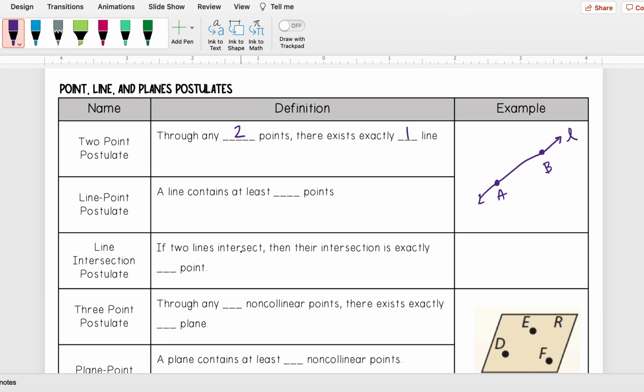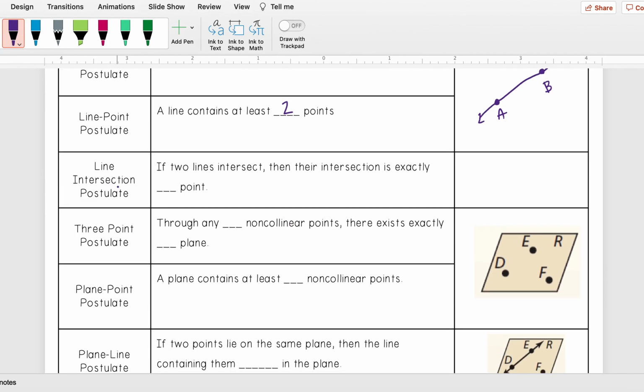And then on the flip side of that, we can just go backwards on that, and that says that a line contains at least 2 points. So if I have a line, then I know that there are at least 2 points on that line, if not more.